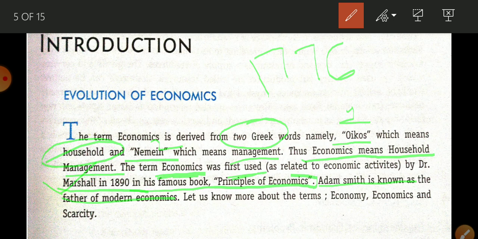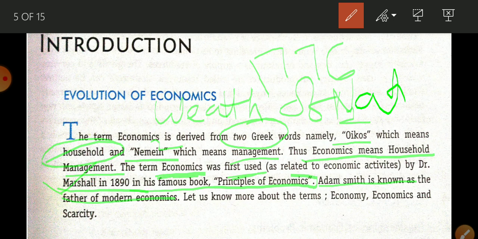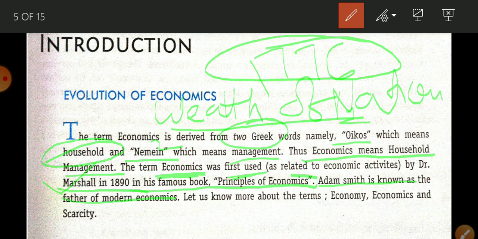What is the name of the book? Wealth of Nations. And he wrote this book in 1776. Because of that, Adam Smith is known as the father of economics.